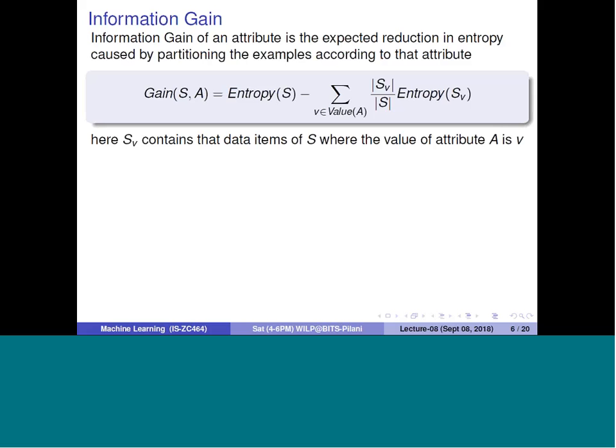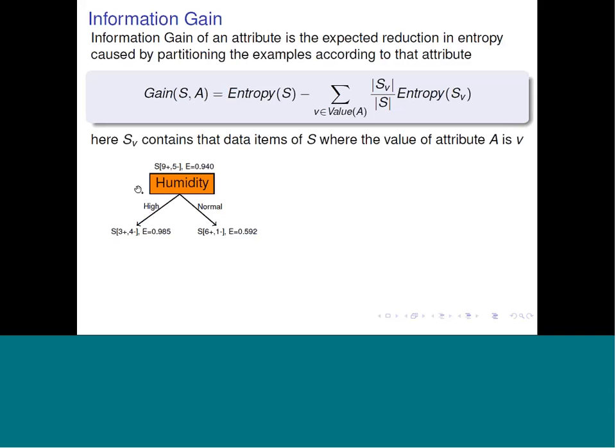Then we defined another notion called information gain, and information gain is decided based on all the attributes that are there. For every attribute, given the database S and an attribute, you create various databases: you put one value of this attribute and create a small database, put another value and create another small database.